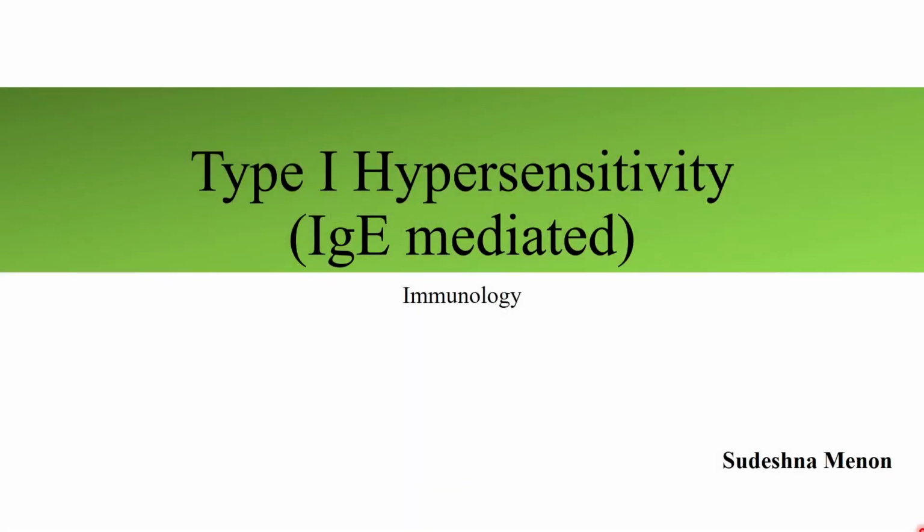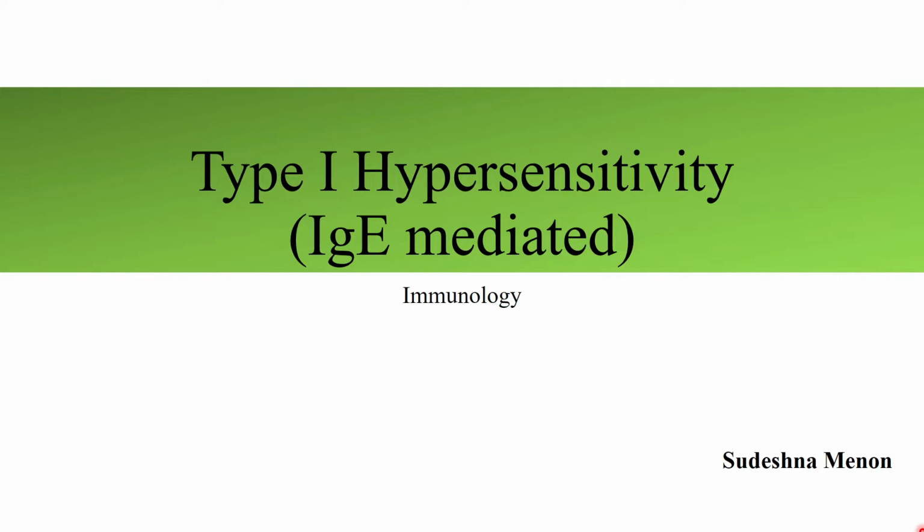Type 1 hypersensitivity, and this hypersensitivity is IgE mediated. Before going into type 1 hypersensitivity, let us understand what we mean by hypersensitivity. Generally, when a person is exposed to an antigen, there is a localized inflammatory response to eliminate the foreign particulate. But sometimes the immune response can go berserk, and it can become so heightened that it leads to deleterious effects.